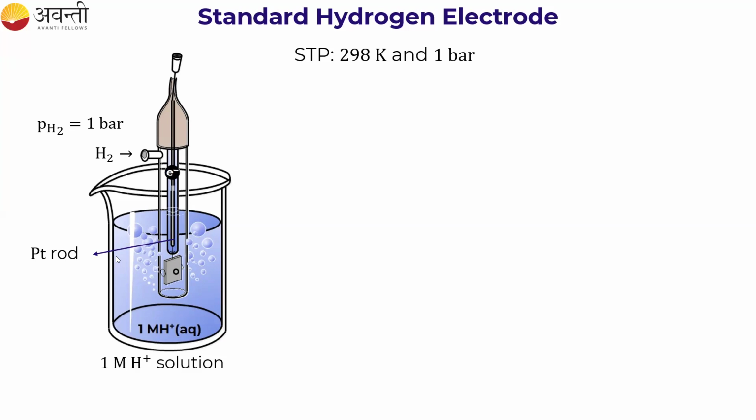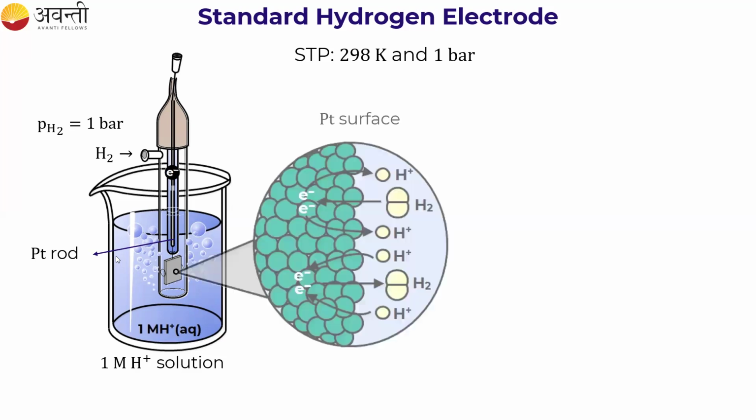And I have some metal block inside the system, which is the platinum metal. On the platinum surface, this type of reaction is happening. H plus is gaining an electron and getting converted to H2. So you see the reaction here: H plus reacts with the electron and gets converted to H2.